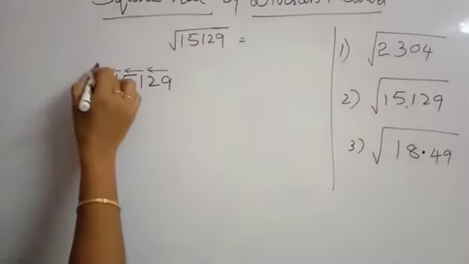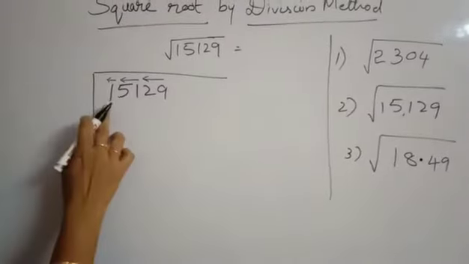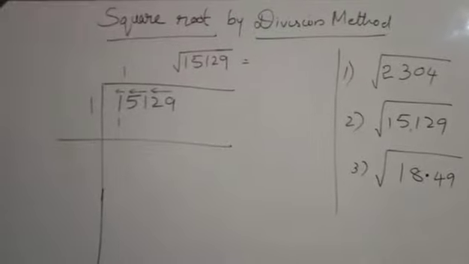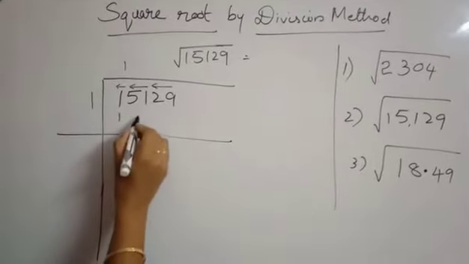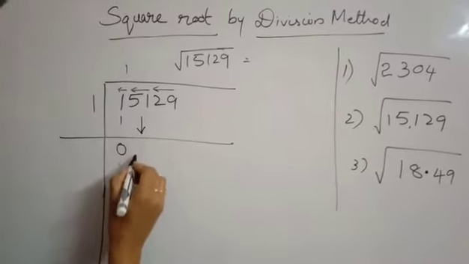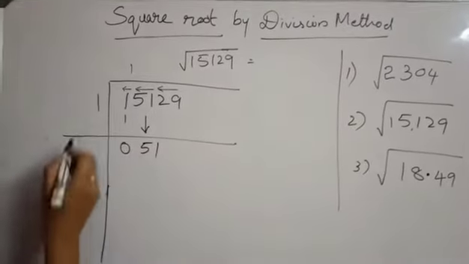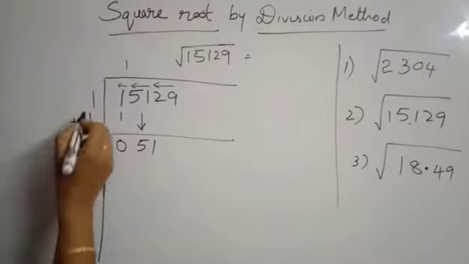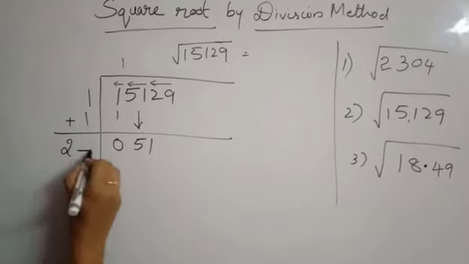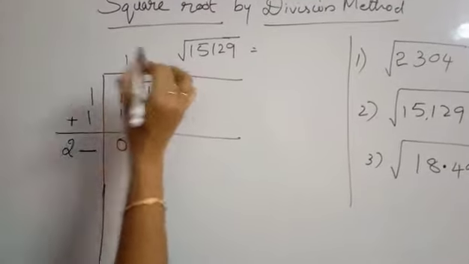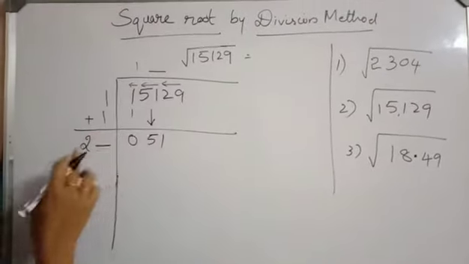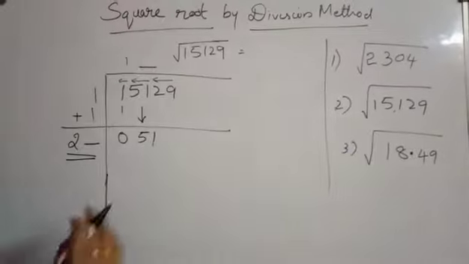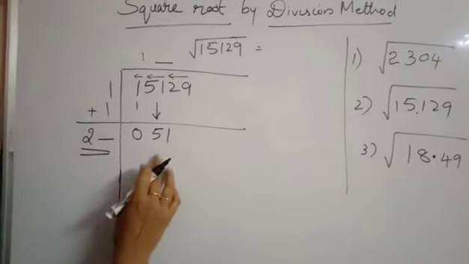Now we need to start the division process. Consider the first group. Subtract 1 minus 1, you will get 0 here. Now you need to bring down the next group, that is 51. Here you have to add 1, and 1 plus 1 will be 2. Leave a space over here and now you need to find a number. The product of that number and this number should be less than or equal to 51.